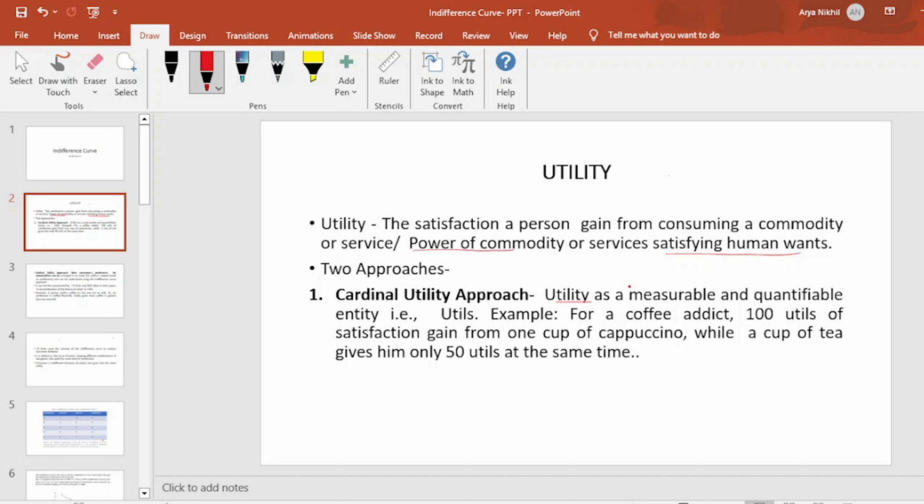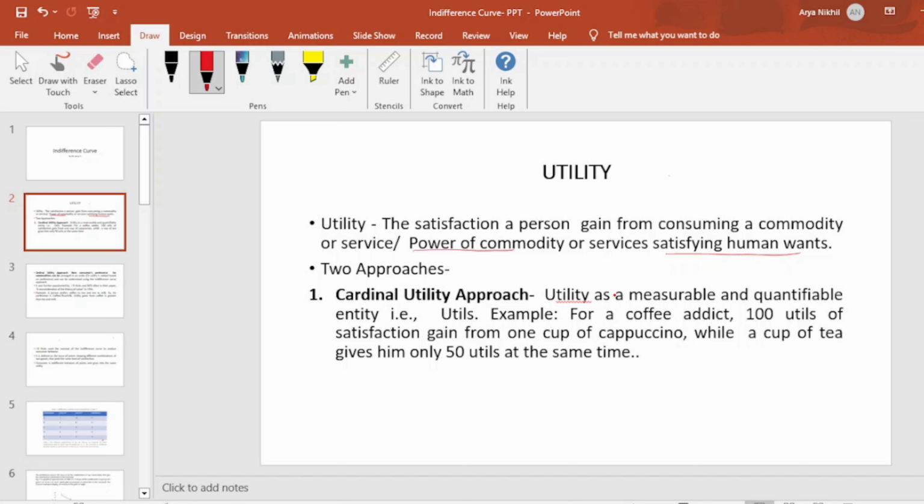Economists have used two approaches for measuring utility. The first one is the cardinal utility approach and the second one is the ordinal utility approach. First, we are looking into the cardinal utility approach. According to this approach, utility is considered a quantifiable or measurable entity. It assumes utility can be measured in terms of numbers.